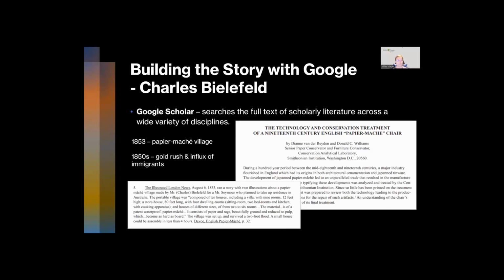Well, that's really interesting. So what do I know about this? Well, I know in 1853, there's this note about a paper mache village that he constructed in Australia. Well, why is that important? In the 1850s, it was the Australian gold rush, and they had an influx of immigrants. So how do you build a quick village? You ship all the walls made out of paper mache to Australia, and they put all the walls together. This is one of your first manufactured homes, basically.